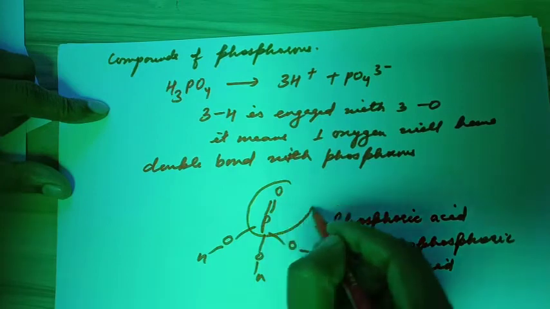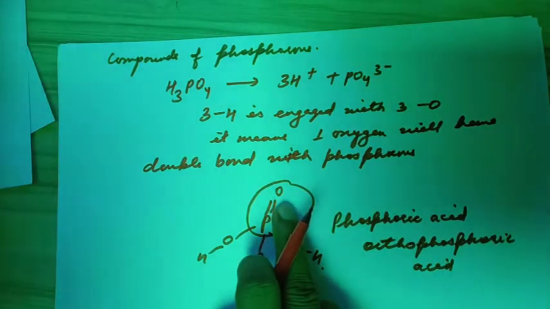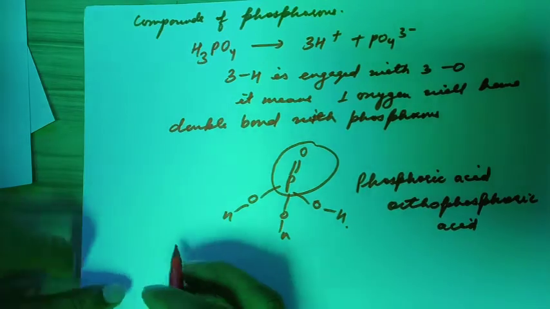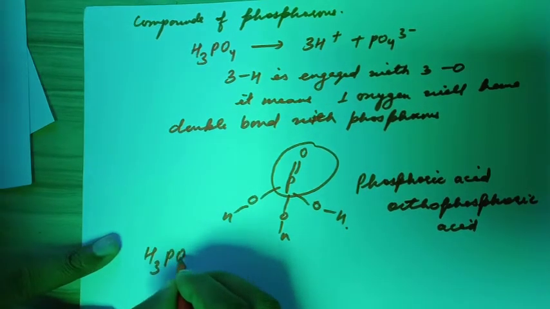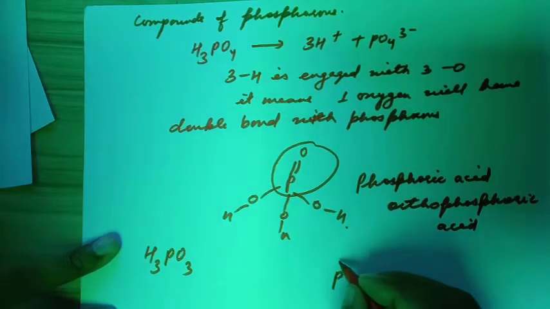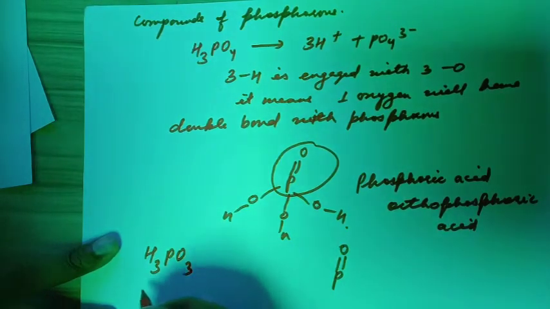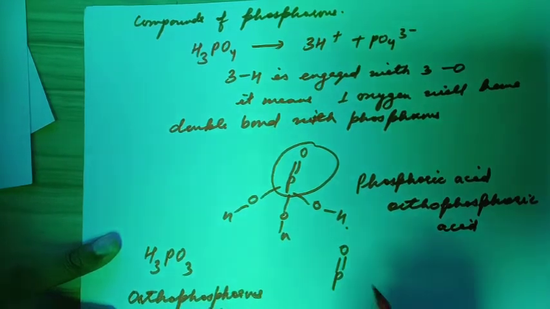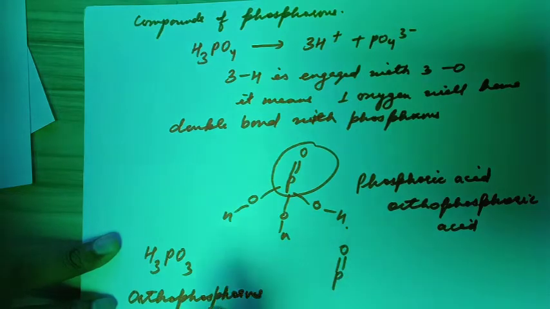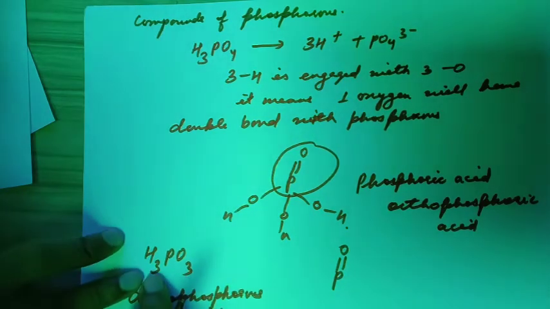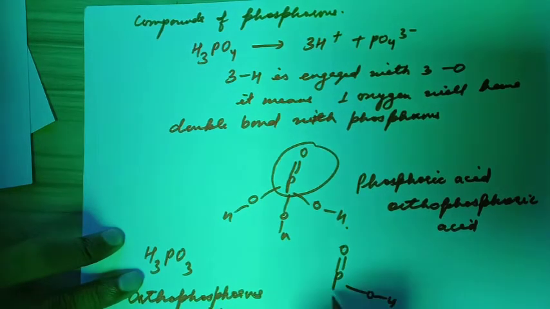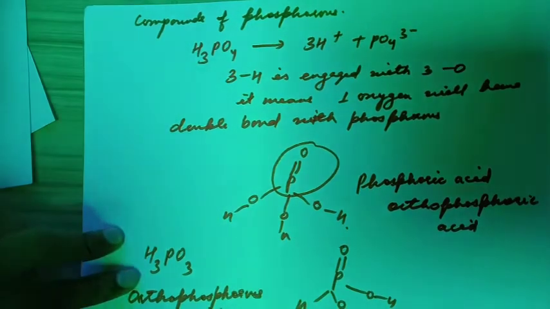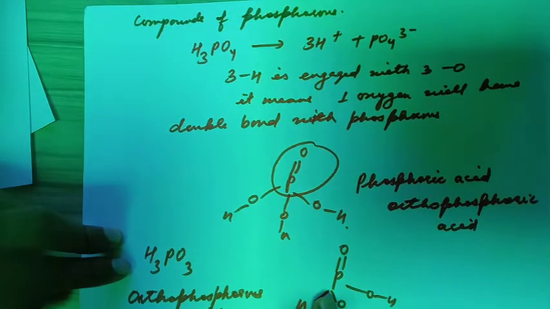From this basic structure, that phosphorus will have 1 double bond, we can draw other compounds of phosphorus such as H3PO3. Now there will be 1 double bond, this is orthophosphorous acid. One double bond will be there and the others will be engaged like this. Now how many oxygen are there? 2 oxygen are left, and there are 3 hydrogen, so 2 oxygen will be engaged with hydrogen, and one will be like this only. So hydrogen will be directly attached with phosphorus.